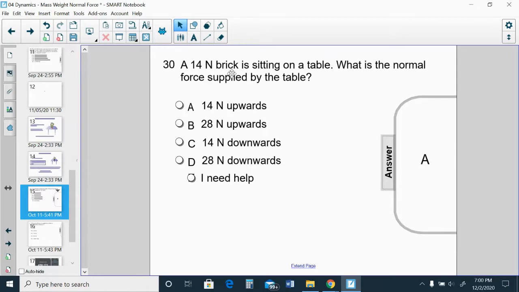This 14 Newton brick gives you the weight. So weight is due to the acceleration due to gravity. Since the acceleration is downwards, remember the force will also be in the same direction as the acceleration and vice versa. So that means this force is downwards. In order for this brick to not be in motion, there must be a 0 net force. So the normal force in this case would be a 14 Newton normal force upwards in opposition to the downward 14 Newton force, or 14 Newton weight of the brick.